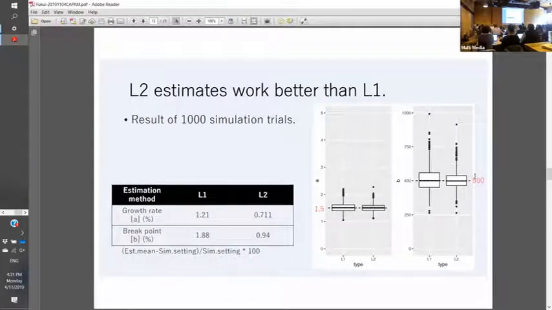This is the result. The left side box plot shows the growth rate A, and the right side is the breakpoint. As you can see, both methods can estimate well, but if you check the bias of the estimated values, the table shows the biases. The L2 method is less biased. So the L2 method works well if no strong year class occurs.